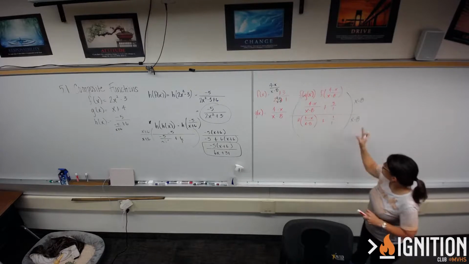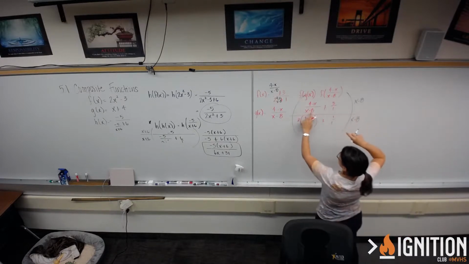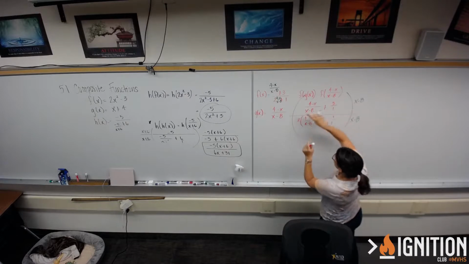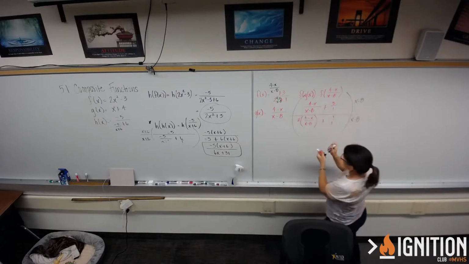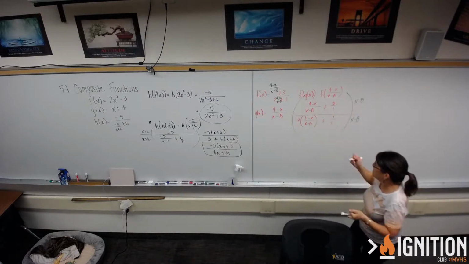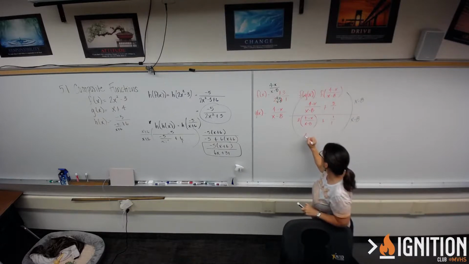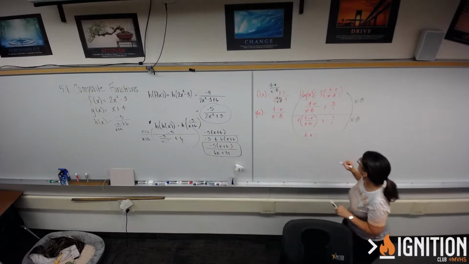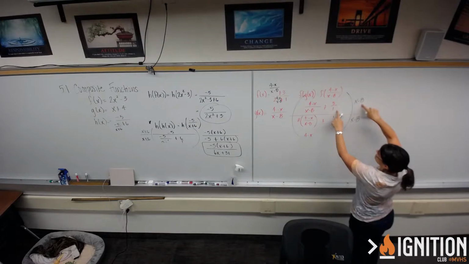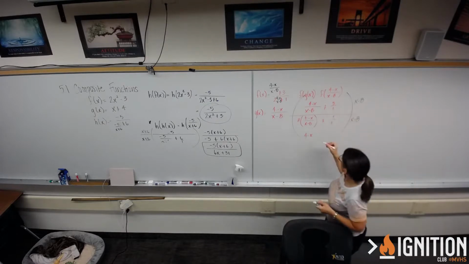Okay, distribute. 4 minus x over x minus 8 times x minus 8. Denominator reduces out, and you're left with 4 minus x. Nothing reduces, so you're left with 3 times the quantity x minus 8.